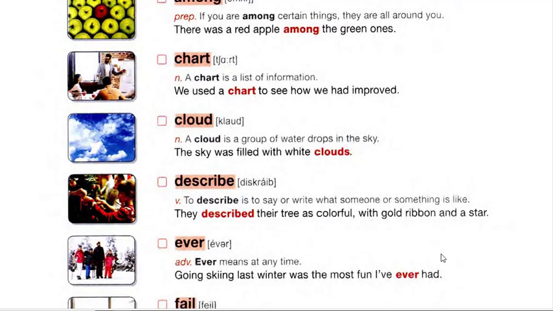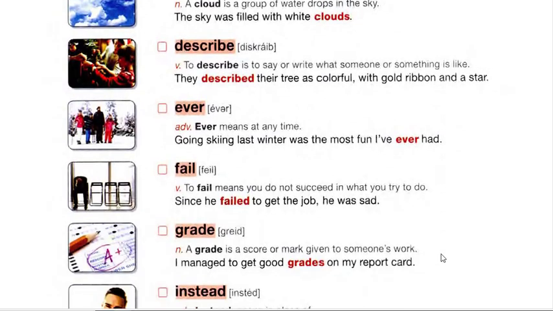Improve، پیشرفت کردن. Okay. The next word is cloud. This is a noun، ابر. A cloud is a group of water drops in the sky، قطرات آب در آسمان هستند. The sky was filled with white clouds، با ابرهای سفید پر شده بود.